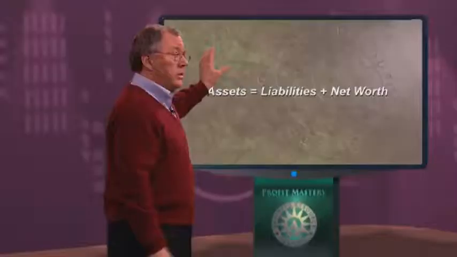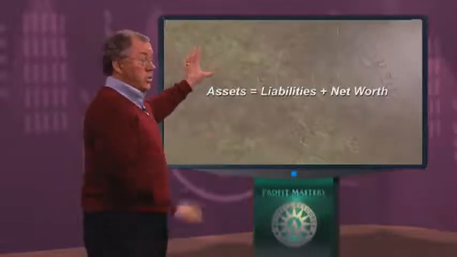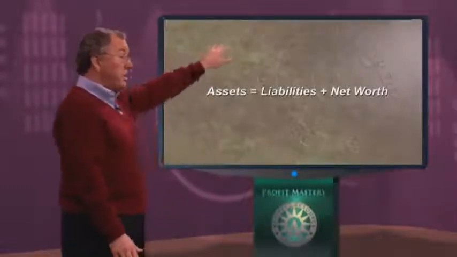Now all I want you to do is visualize that as an equation. Add L to both sides. Assets minus liabilities, that goes away. Add L to the other side, and what have we got? Assets equals liabilities plus net worth. And when we take a look at that piece right there, that's the core structure of a company.